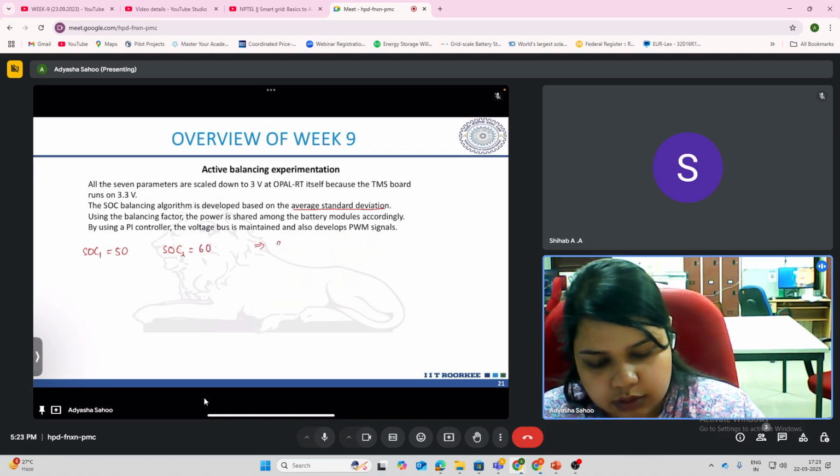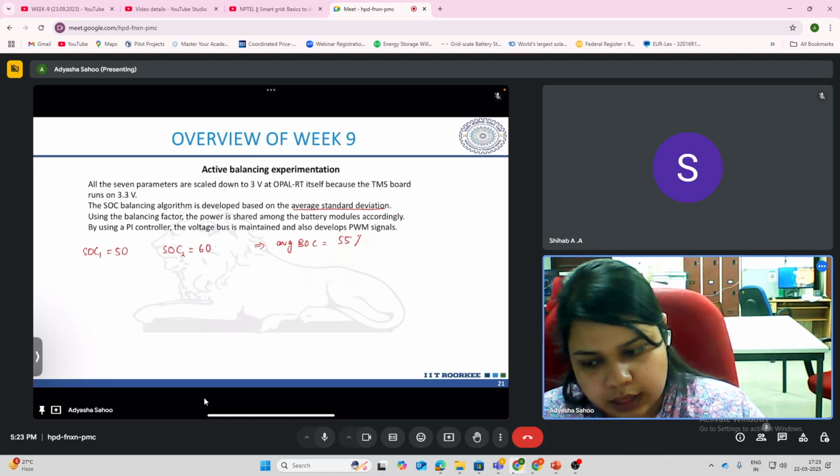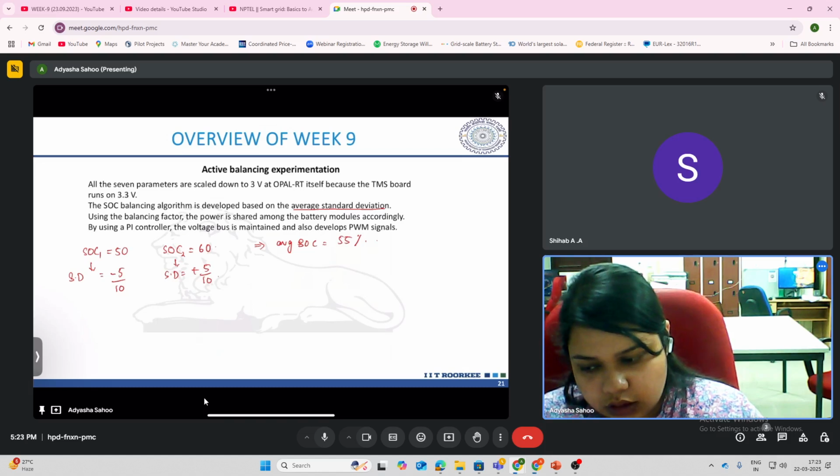So their average SOC will be 55%. Now what will be the standard deviation for this first one? It will be minus 5 by 10. Here the standard deviation will be plus 5 by 10. Now let's say you want charging. So this standard deviation is used as the balancing factor.